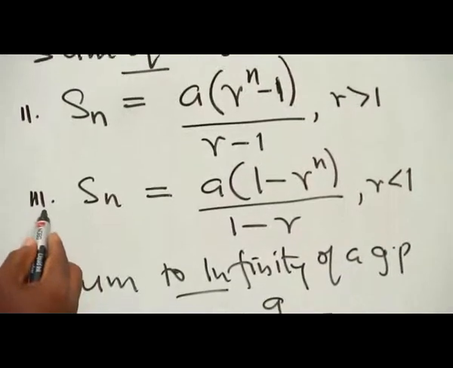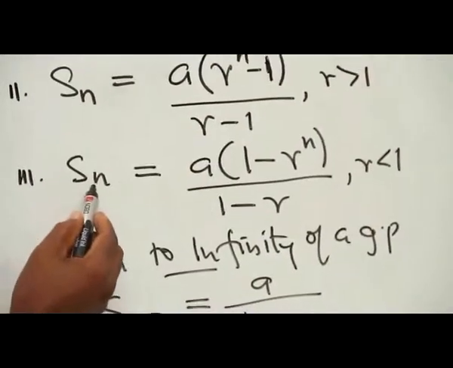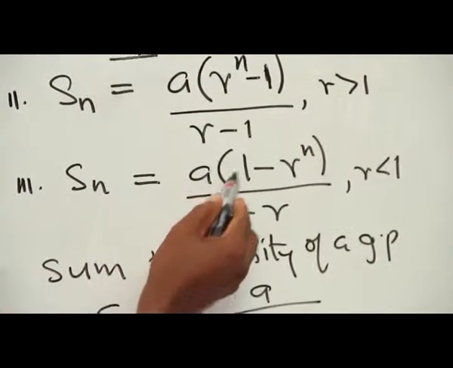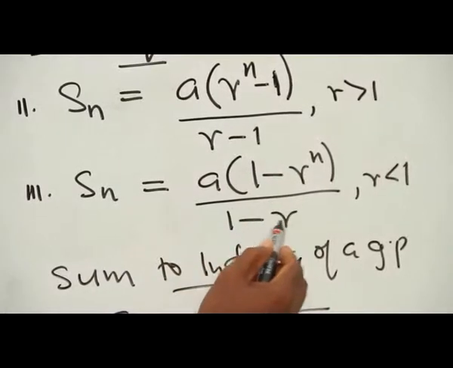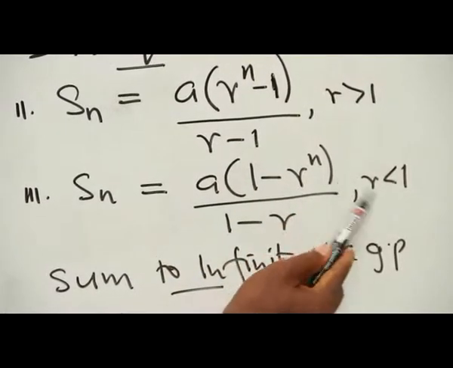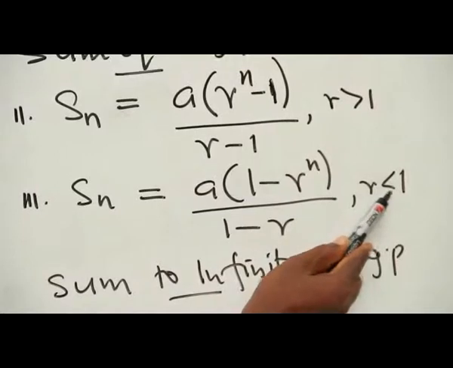The second option is the sum of n terms equal to a, the reverse is the case now, 1 minus r raised to power n all over 1 minus r. This case is applied when r is less than 1.